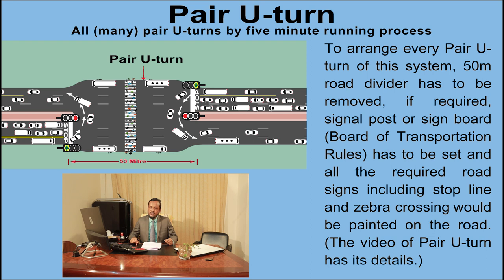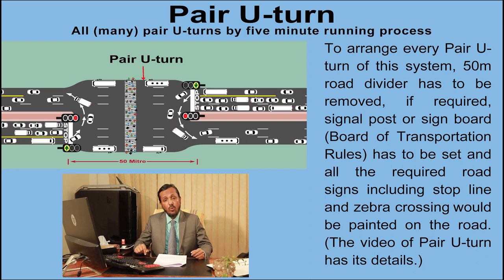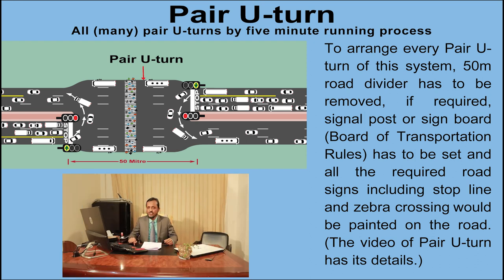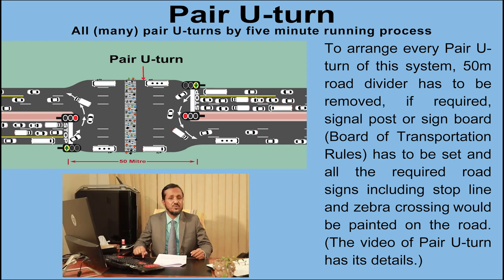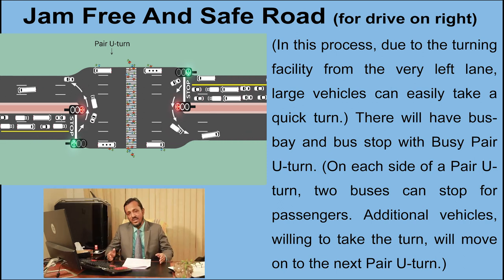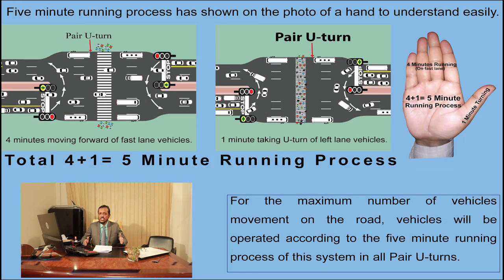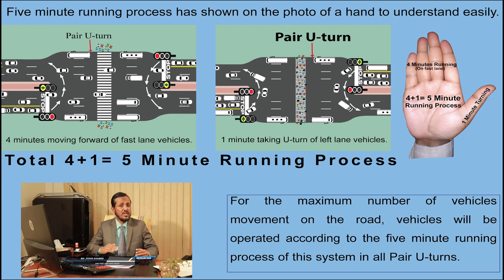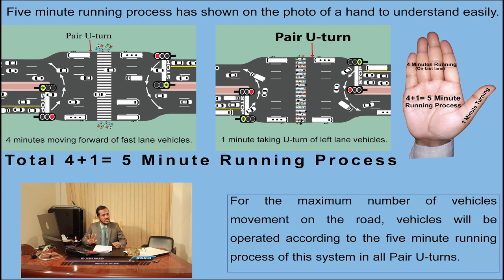If required, a signal post or signboard has to be set, and all the required road signs, including stop line and zebra crossing, would be painted on the road. There will be a bus bay and bus stop with busy pair U-turns. For the maximum number of vehicles movement on the road, vehicles will be operated according to the 5-minute running process of this system in all pair U-turns.